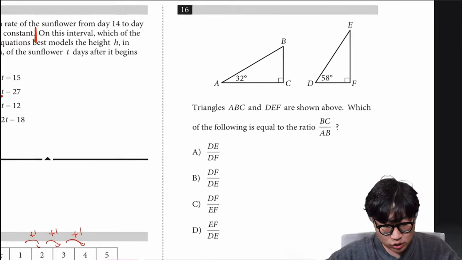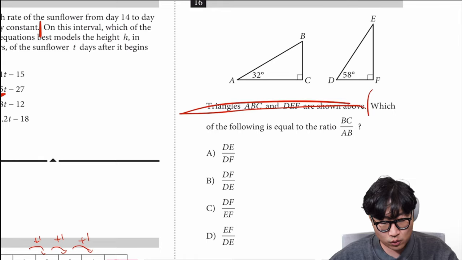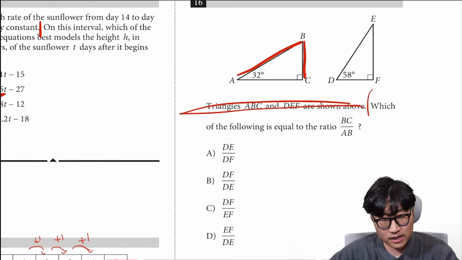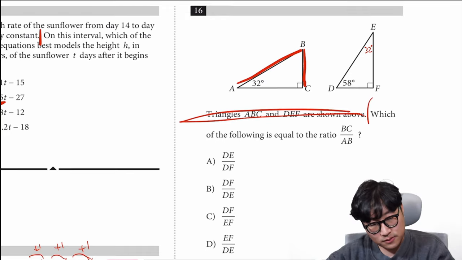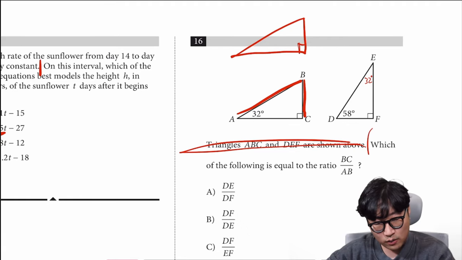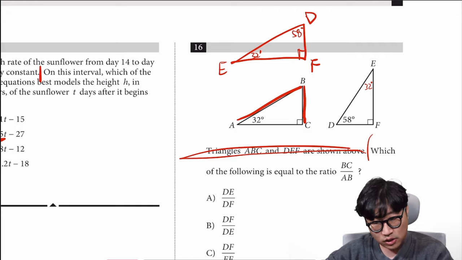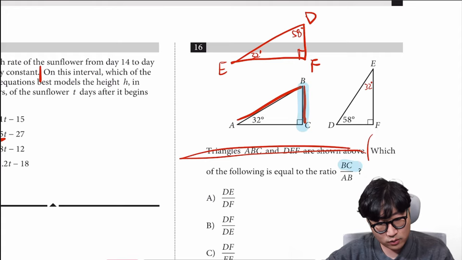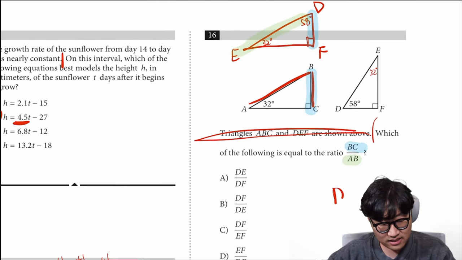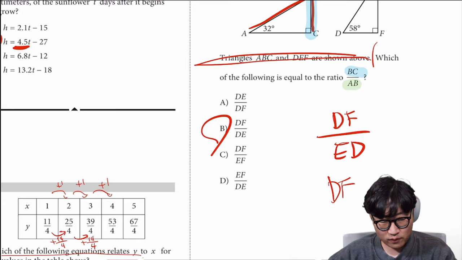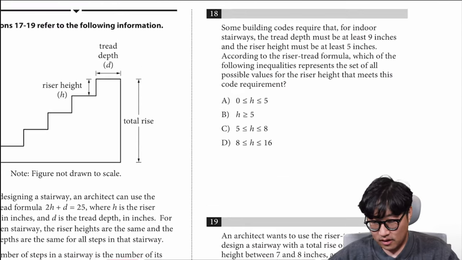All right, number 16, two triangles. Which of the following is equal to the ratio BC over AB? So if you look at it, that's going to be 32 degrees right there. If you rotate and flip it upside down and match it nicely, E is going to come right here at the 32 degrees, and then the 58, the D goes over there, and then the F is going to come right here. So if they're talking about BC, they're probably talking about DF, and if you're talking about AB, they're probably talking about the ED. So I should be looking at DF over ED, or DE, which is answer choice B. Yeah, DF over DE, same thing. ED, DE, same thing.